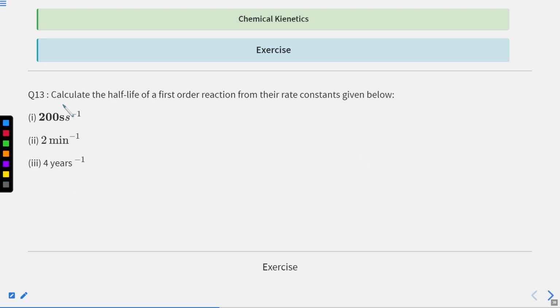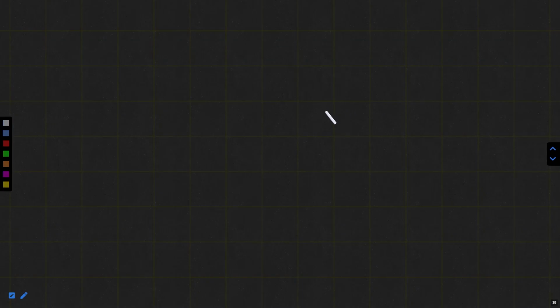Question number 13. So what does the question say? In this question we have to calculate the half-life for a first order reaction from the rate constant given below. First of all, what is the rate law for the first order reaction? K is equals to 1 by t ln initial concentration of A by concentration of A at time t. So this is our integrated rate law.